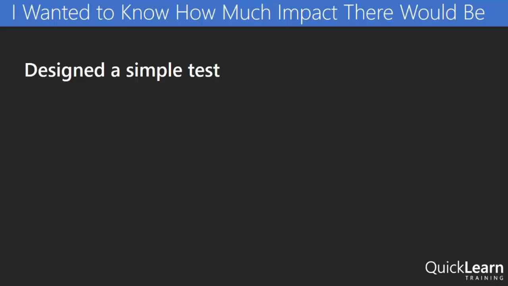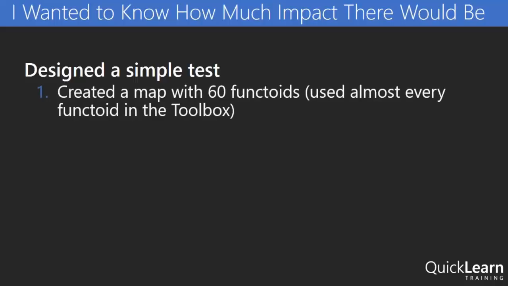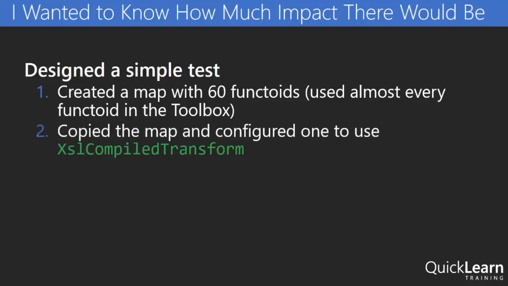At least today, here and now, we don't have time to go into a lot of detail there. So I designed a simple test. I ran a series of tests. And my test basically lays out like this. I created a map that has about 60 functoids in it. I wanted it to be a non-trivial map, so we're doing quite a bit of work inside that map.